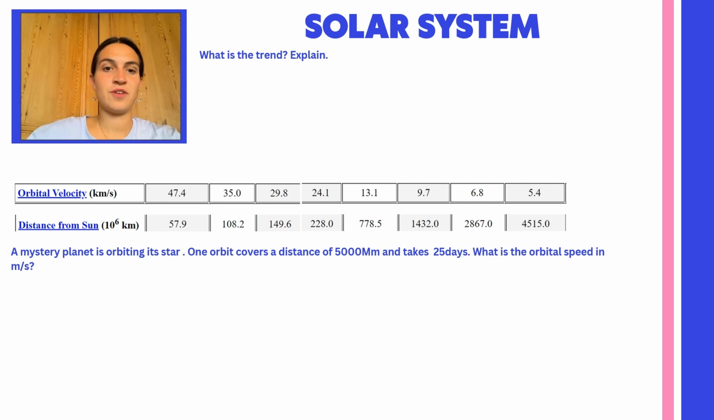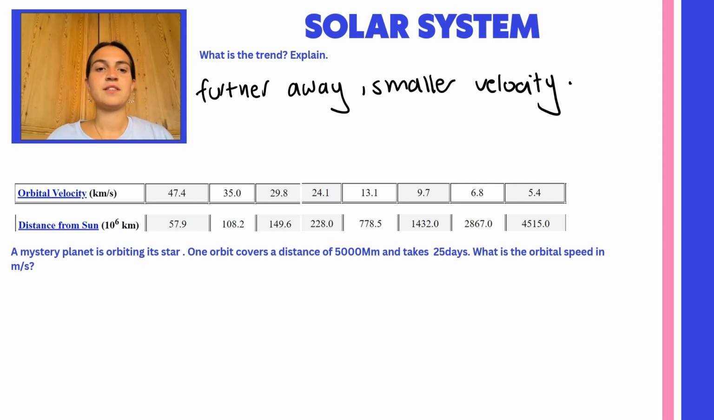Okay, what is the trend in the data below, and then explain it? So we've been given orbital velocities and distance from the sun, and if I look at my distance from the sun first, I can see from left to right it is increasing. Then I look at my orbital velocities and they are decreasing from left to right. So the further away we get, the smaller the velocity. That is the trend that I'm seeing here, and I don't see any anomalies to that trend.